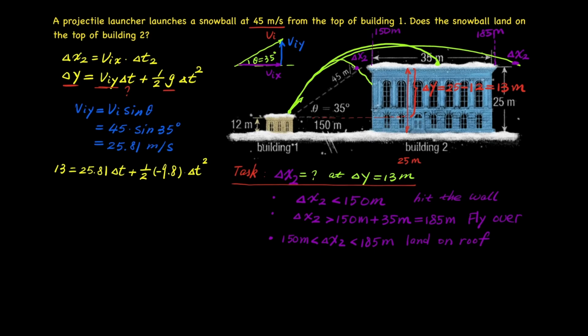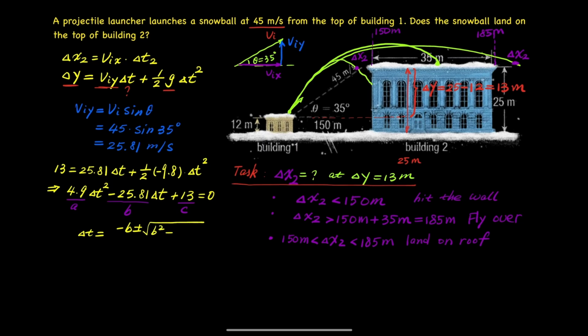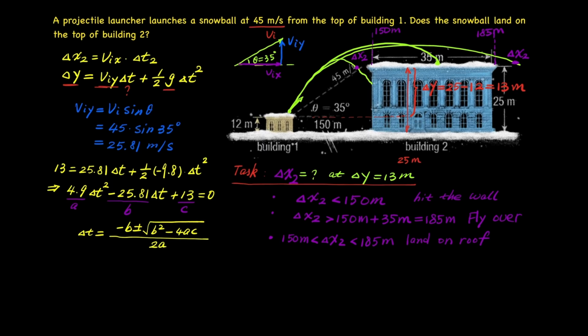Now if we move everything to one side and set it equal to 0, so we have 4.9 t squared minus 25.81 t plus 13 equals 0. To solve for delta t, we'll use the quadratic formula. So if we have a quadratic equation, ax squared plus bx plus c equals 0, the roots can be expressed as negative b plus or minus the square root of b squared minus 4ac, then divided by 2a. So in our case, a is 4.9, b is negative 25.81, and c is 13.